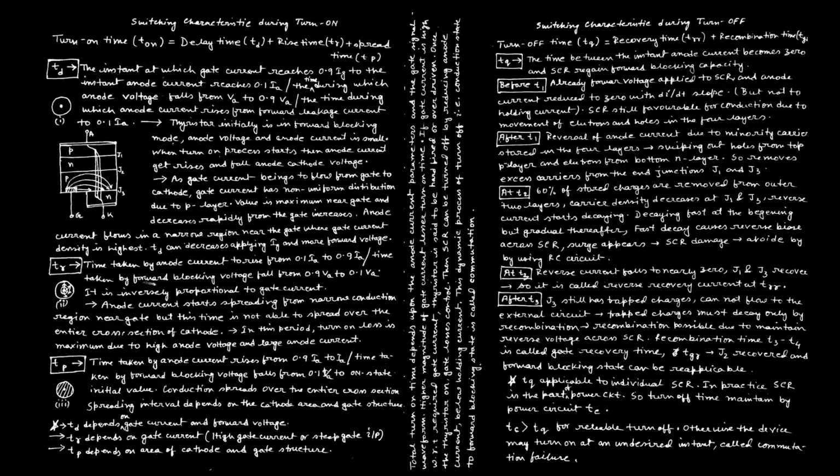Okay? And TR, the rise time, is the time taken by the anode current to rise from 0.1 Ia to 0.9 Ia, and the time taken by the forward blocking voltage to fall from 0.9 VA to 0.1 VA. In this interval, what happens? The anode current starts spreading from the narrow conduction region near the gate, but the time is not enough to spread over the entire cross section of the cathode.